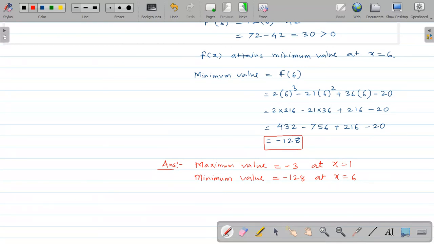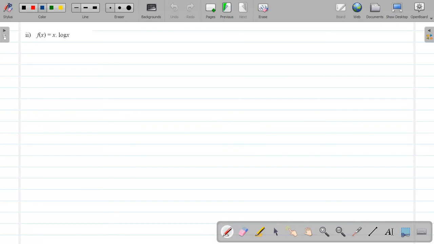Okay. Now see, another function is given that f of x is equal to x into log x. You have to find out maximum and minimum value of this function. So first of all, write down the given function, that is x into log x. Now differentiate this with respect to x.